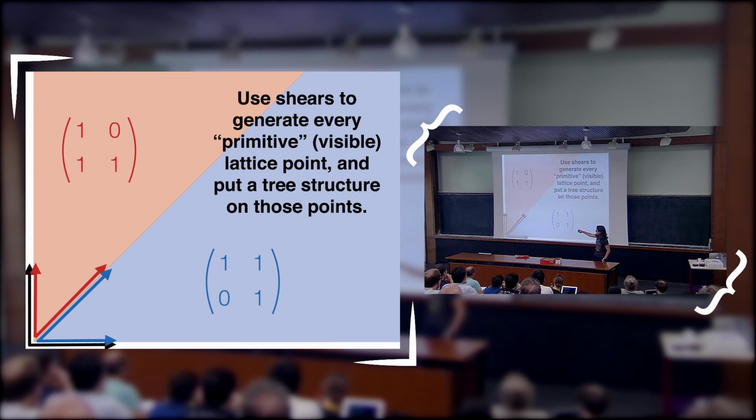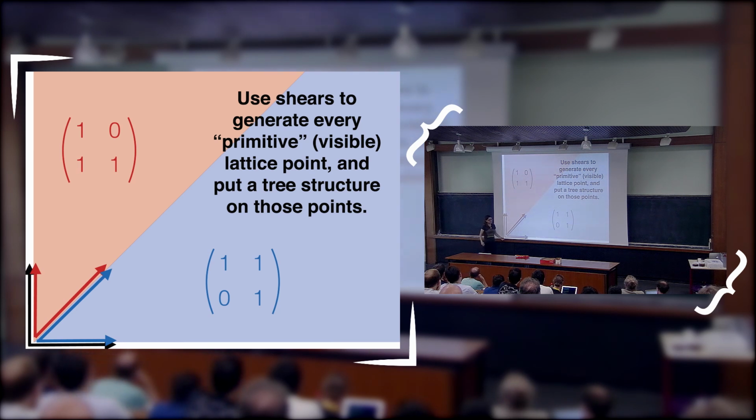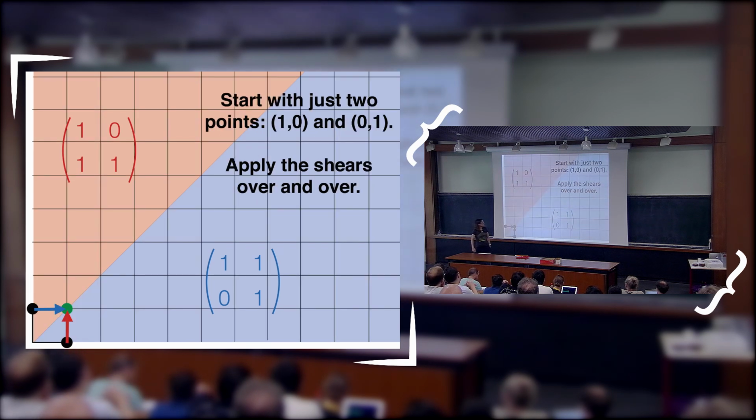So it takes the two standard basis vectors, which are these black vectors here, to the blue set of vectors, (1, 0) and (1, 1), and to the red set of vectors, (1, 1) and (0, 1). OK. And we'll use these to generate every primitive lattice point and put a tree structure on them. So here's what we do.